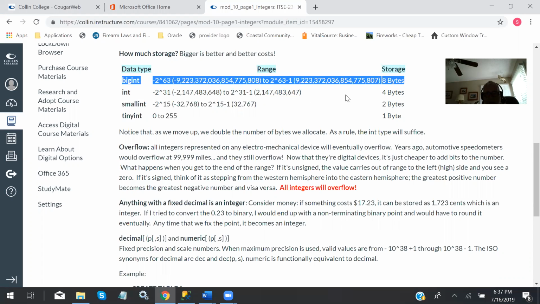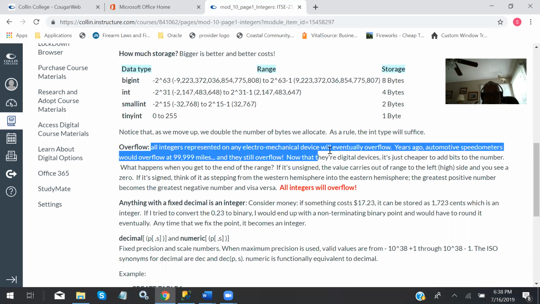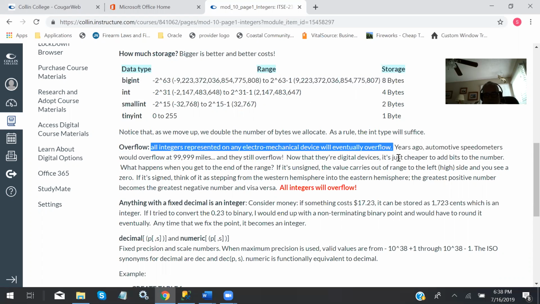There are ways to get around it that are beyond the scope of this class, but what it amounts to is that I have to string a whole bunch of them together. All integers represented on any electromechanical device will eventually overflow, period. Take it to the bank, and your bank account will eventually overflow because it only has so many bits that it's represented in, although I doubt you'll ever get there.